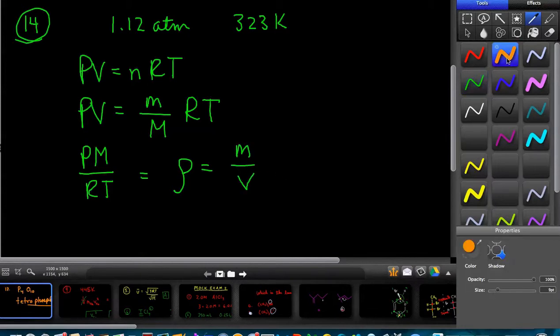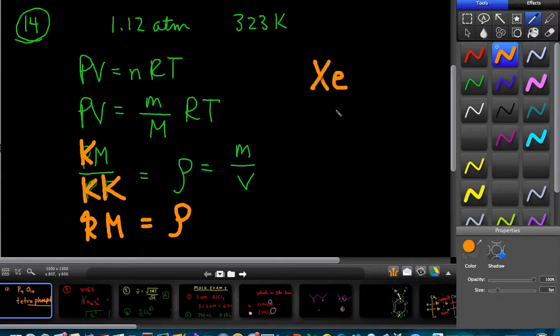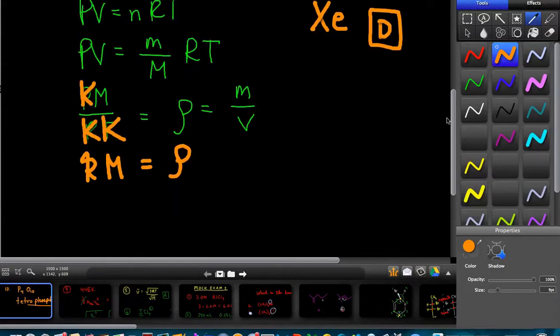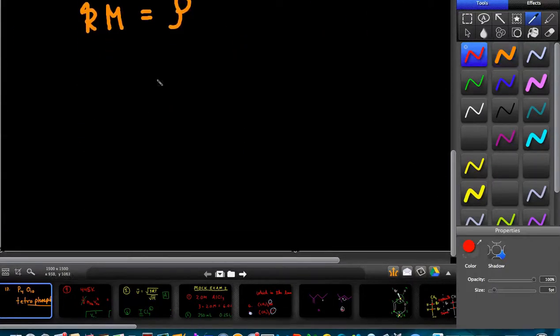When the pressure does not change, that's a constant. Temperature does not change, that's a constant. R, of course, is a constant. I have a constant times the molecular weight is equal to density, meaning the molecule with the largest molecular weight has the largest density, and that, of course, in our choices is going to be xenon, which is answer choice D. Number 15.